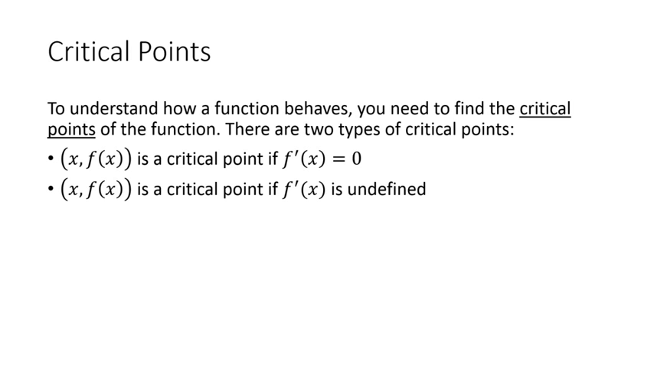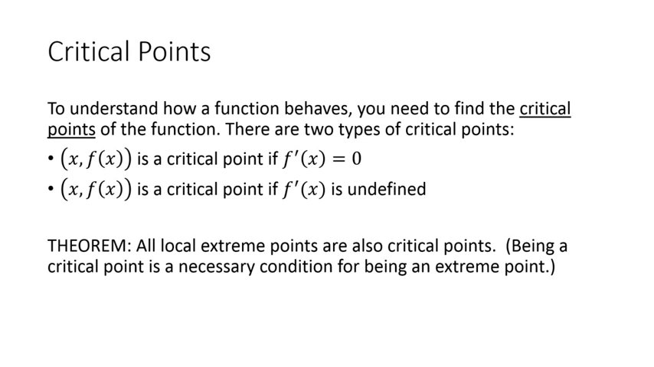We have a very, very useful theorem that explains why we care about critical points, and that is basically that all local extreme points, all local minima, all local maxima are critical points. The reverse does not hold. So there are critical points that are neither local minima nor local maxima. So to use the necessary sufficient language here, being a critical point is a necessary condition for being an extreme point.